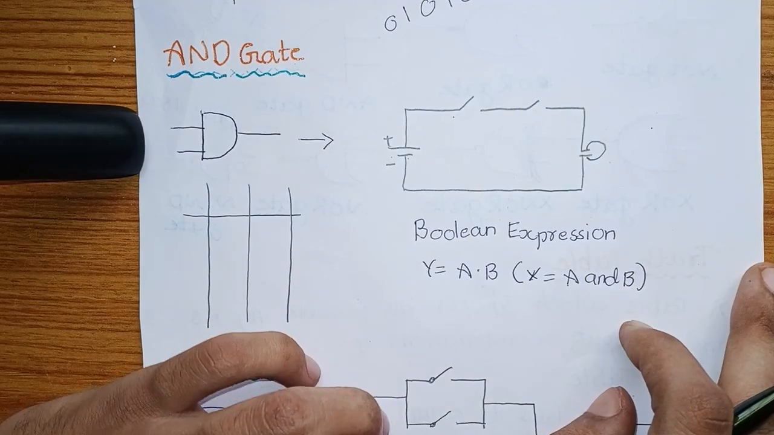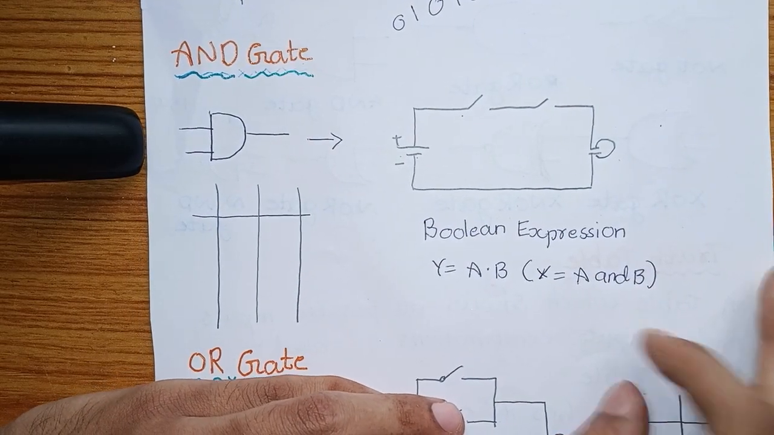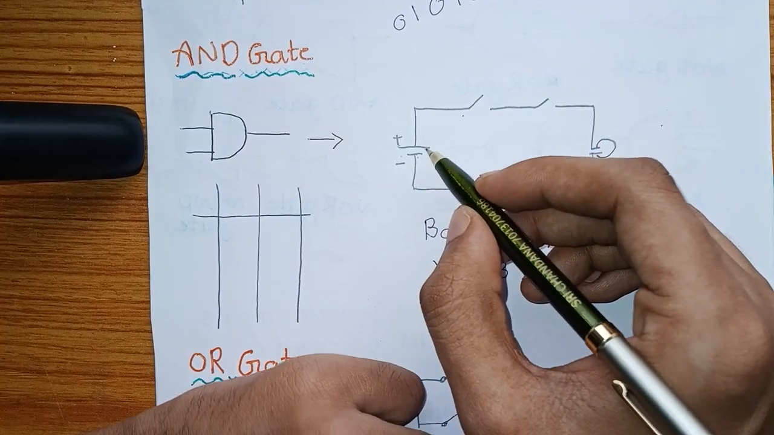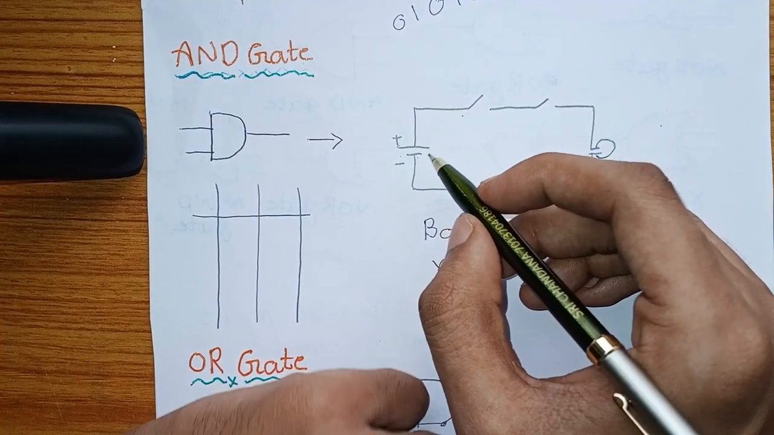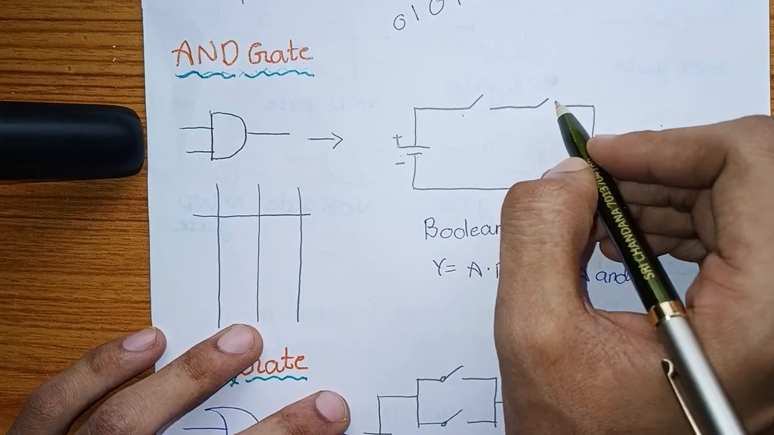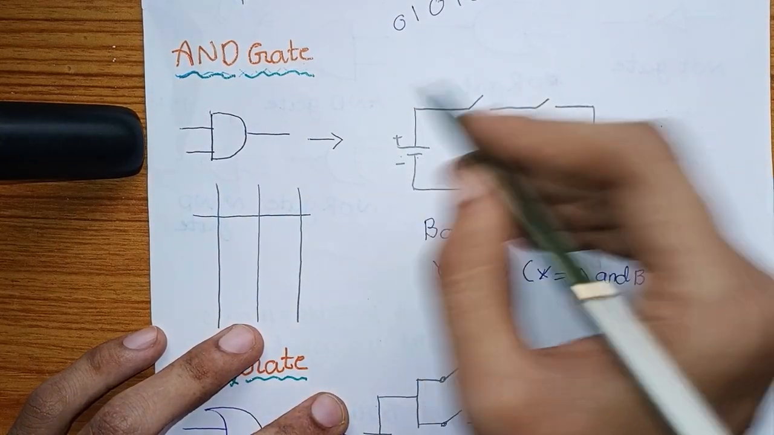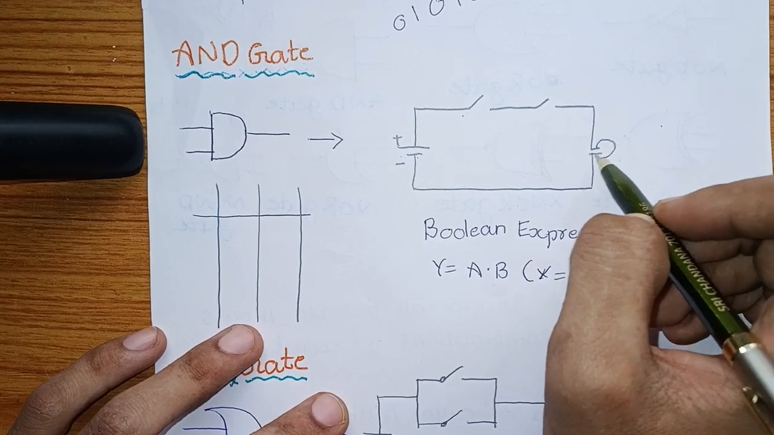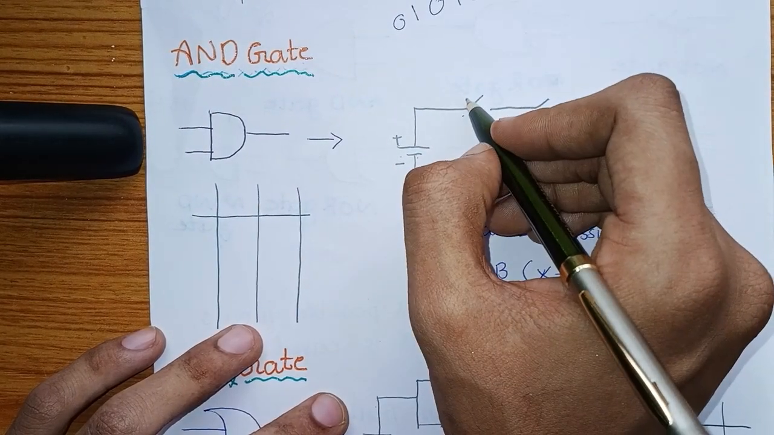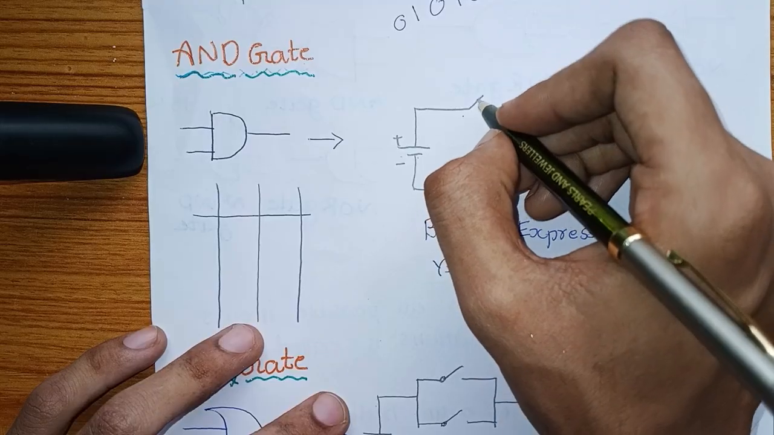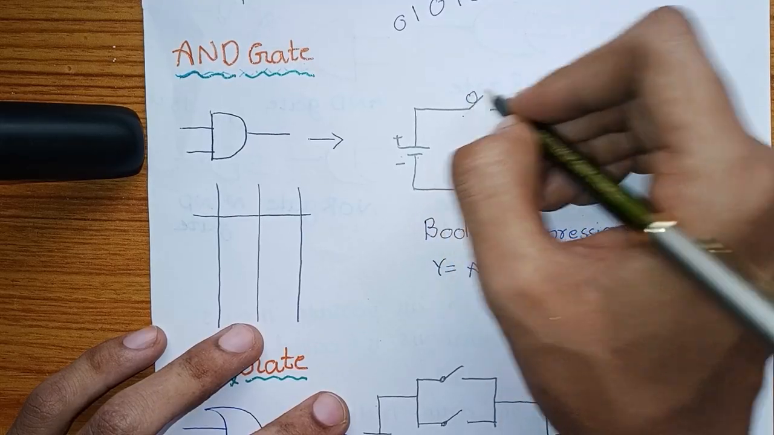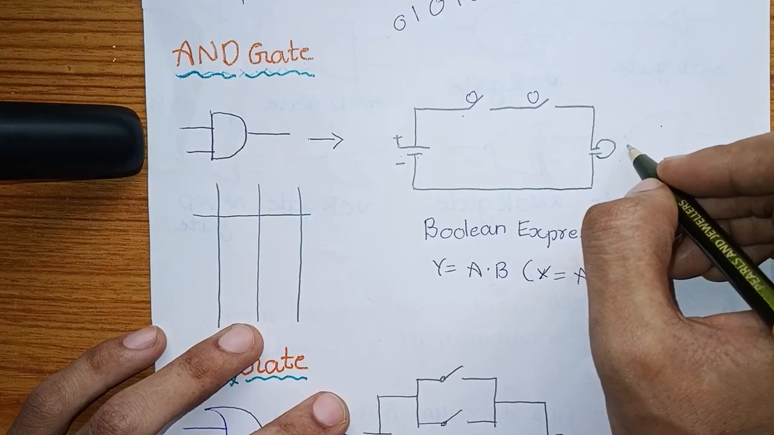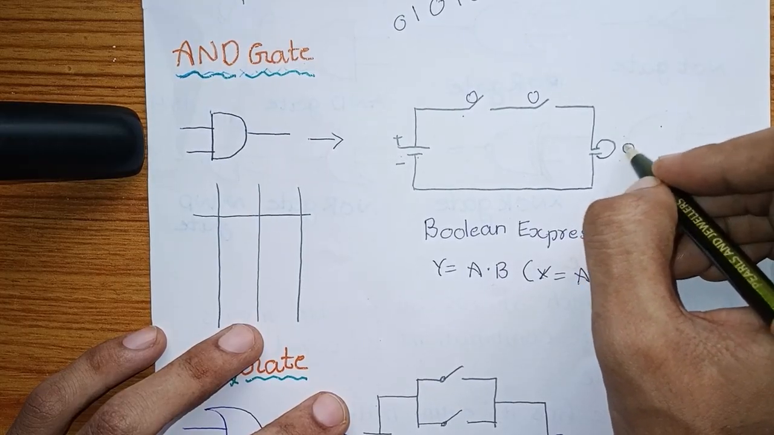Now let us try to understand. Imagine a battery here, and a switch is open, and another switch is also open. What do you think, does this bulb glow? No, definitely not. If the two switches are open, I will mark it as 0. This is also 0. Has the bulb glowed? No. Again, I will mark it as 0.